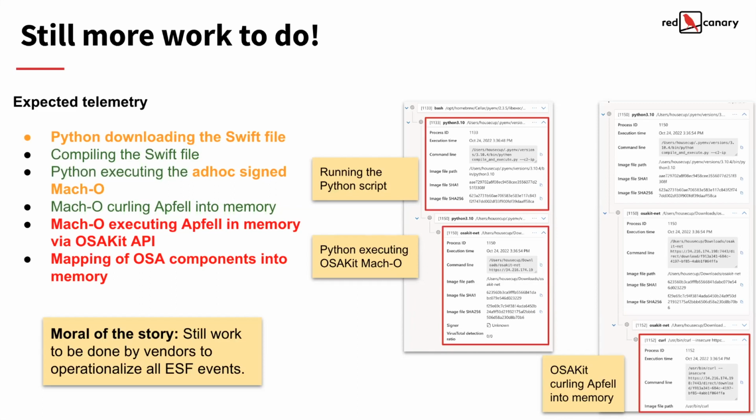However, what telemetry can you expect to see? On the right-hand side, you see process trees. You can expect to see the running of the Python script and the execution of the Mach-O, right? But can you expect to see that it's ad hoc signed? No, not in all cases. Can you expect to see that OSA execution is taking place via API? Can you see those memory mappings? No, not in all cases. Can you see the network connections going on? No, not in all cases. So in summary, there's still a lot of work to do, but Apple started off really strong with introducing ESF, and people have really taken to it. I think it's a really great step forward.